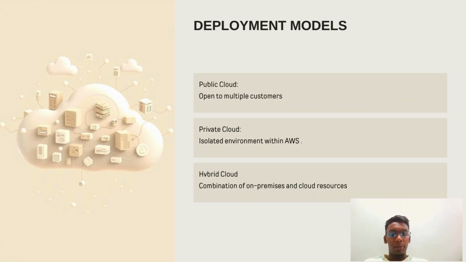Alright, here I'll be explaining the deployment models that are available. There are a few, which are public cloud. Public cloud is open to multiple customers. Secondly will be private cloud, an isolated environment within AWS, and finally hybrid cloud, a combination of on-premises and cloud resources. So these are the deployment models.